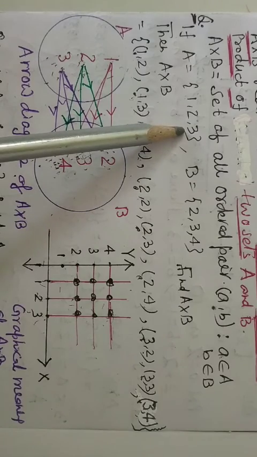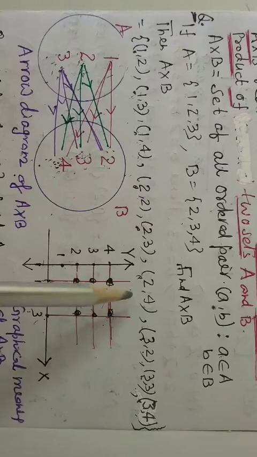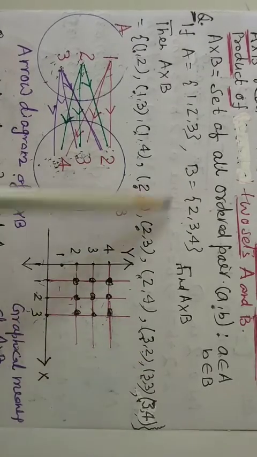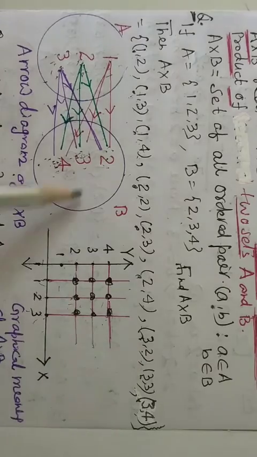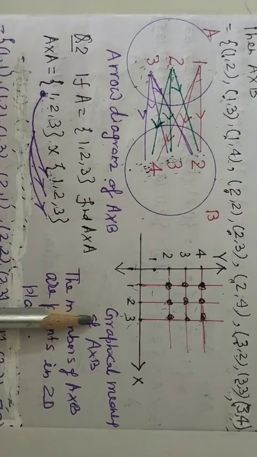Now take the position for 3. 3 going to 2, (3, 2). 3 is going to 3, (3, 3). 3 is going to 4, (3, 4). In this way we can write. This is the arrow diagram and this is the graphical representation.